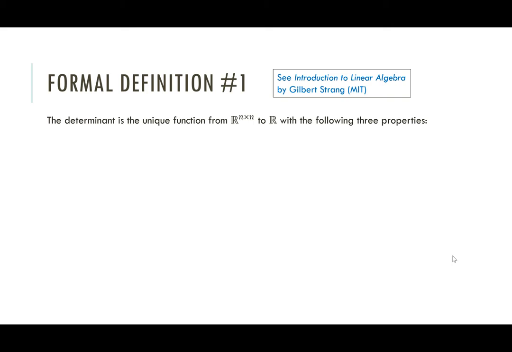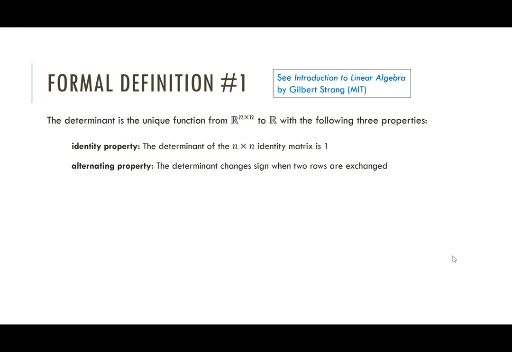So it turns out that the determinant is the unique function from R^(n by n) to R with the following three properties. The identity property says that the determinant of the n by n identity matrix is 1. The alternating property says that the determinant changes sign when two rows are exchanged. And the linearity in each row property, and there's probably a better term for that, but I don't have one, is the property that the determinant is a linear function of each row separately.